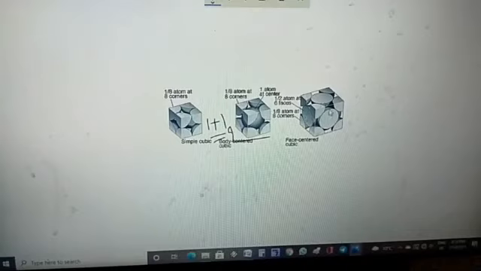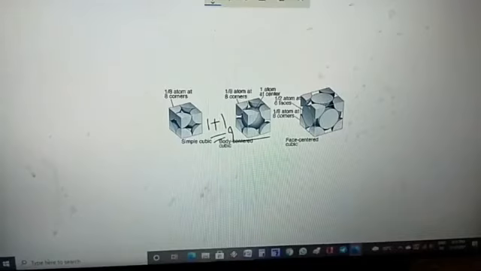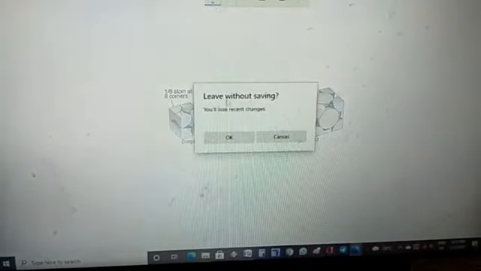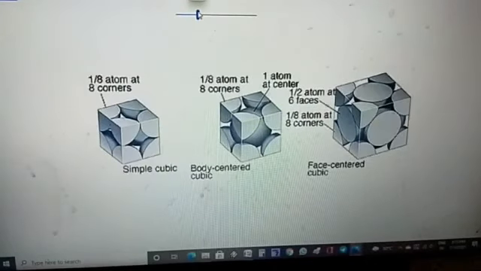Why they mentioned half at 6 places: here in this face centered cubic unit cell, each atom is present at the center of the face, not at the corners. At the corners there is 1 by 8 atom, and along with the corners there will be constituent particles at the center of the faces also. The constituent particles present at the center of the face are shared by 2 adjacent unit cells.